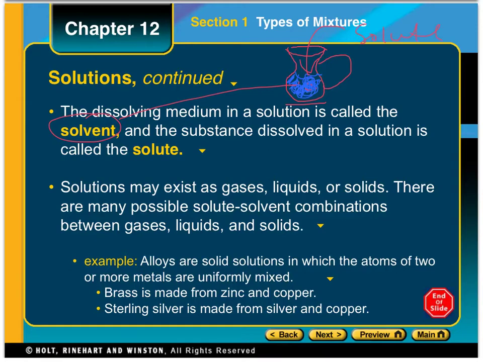It talks in here about how solutions may exist as gases, liquids, or solids. There are many possible solute-solvent combinations between gases, liquids, and solids. So it doesn't always have to be between a solid and a liquid. Some examples that we have here: alloys are solid solutions in which the atoms of two or more metals are uniformly mixed. Brass is made from zinc and copper, and sterling silver is made from silver and copper.